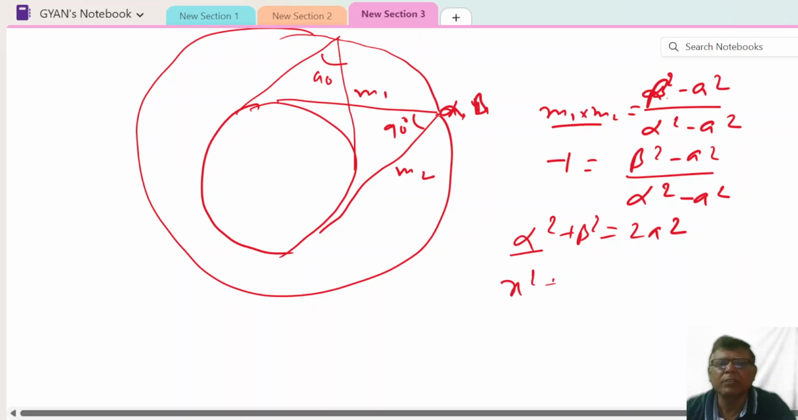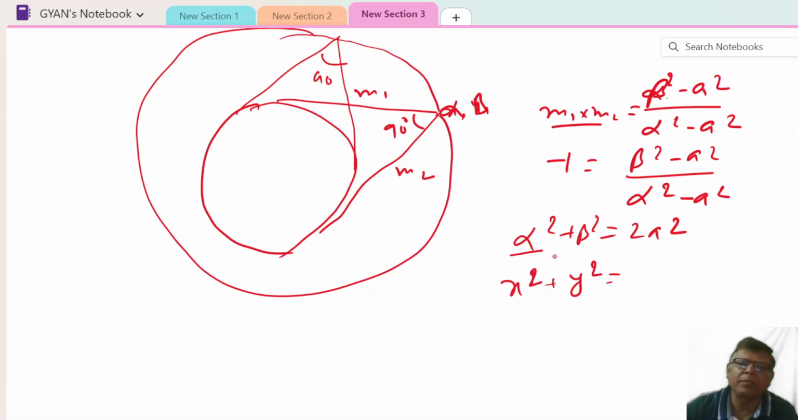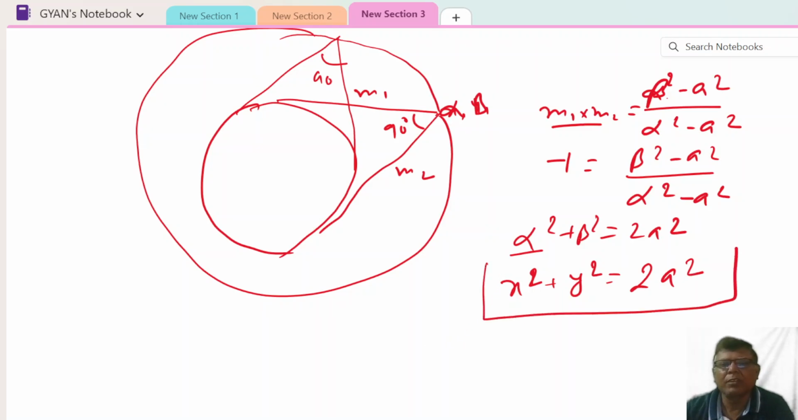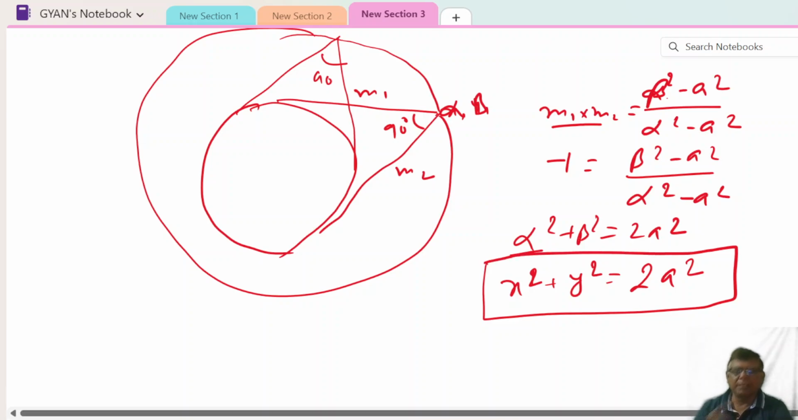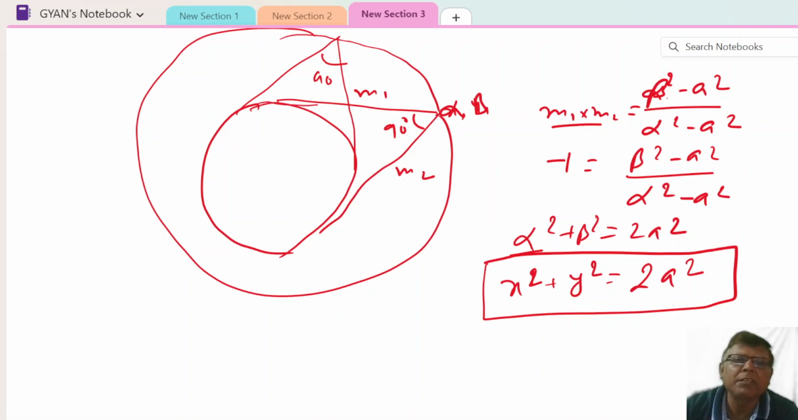In locus we have studied that we have to replace the variable point by x and y. So x square plus y square is equal to 2a square. This is the equation of the director circle. So what is the director circle? If the tangents make 90 degree always, the locus of that variable point is the director circle. The equation of the director circle is x square plus y square is equal to 2a square. Thank you.